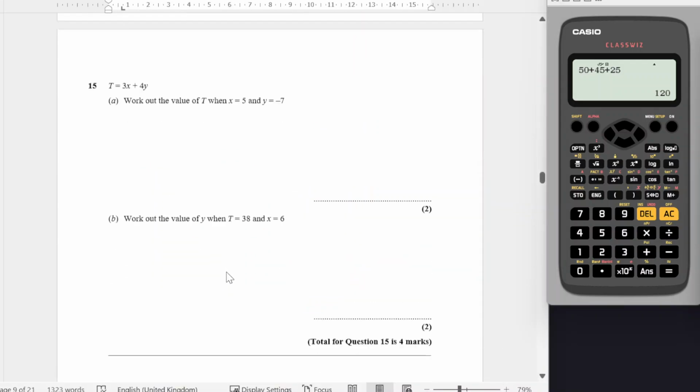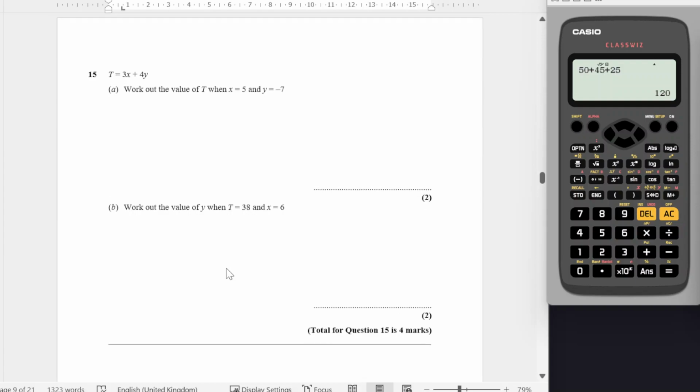Okay then, question 15. Work out the value of t when x is 5 and y is minus 7. So t is going to be equal to 3 times 5 plus 4 times minus 7. Whenever I'm substituting with a negative number, I will always type it in brackets. And then I can simply type it into my calculator. That's the third time lucky. 3 times 5 plus 4 times open bracket minus 7 close bracket equals minus 13.